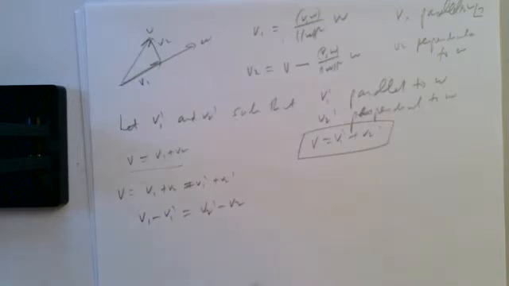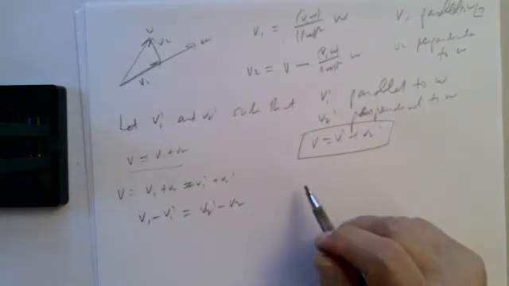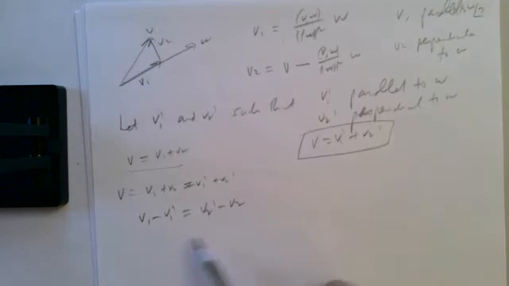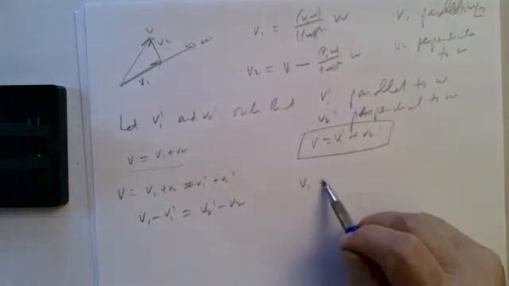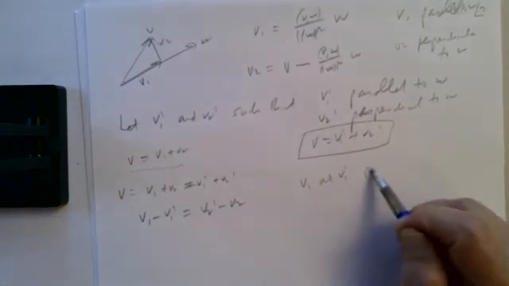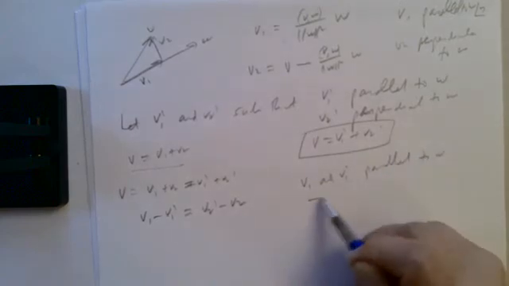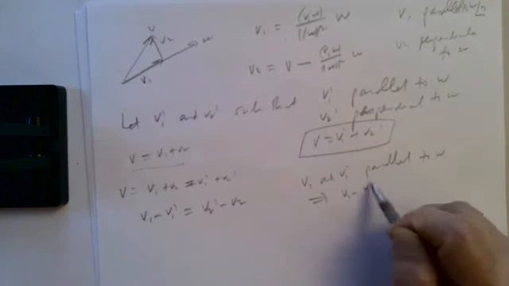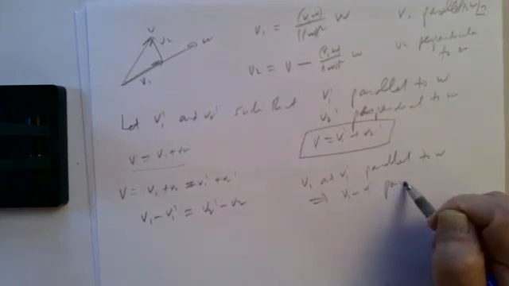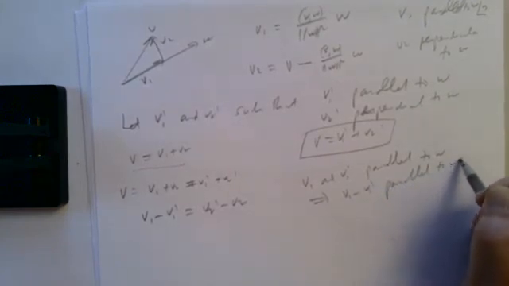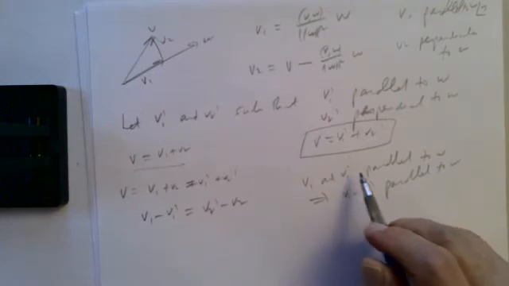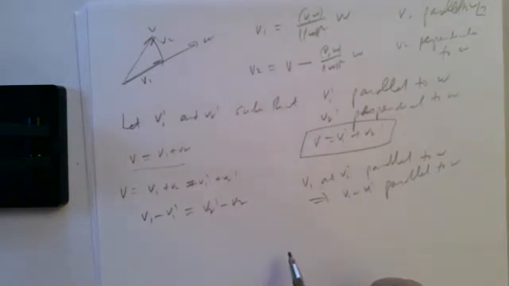But now we have something very interesting. So V1 and V1 prime parallel to W means V1 minus V1 prime is parallel to W, because each of these is a scalar multiple of W, so is their difference.